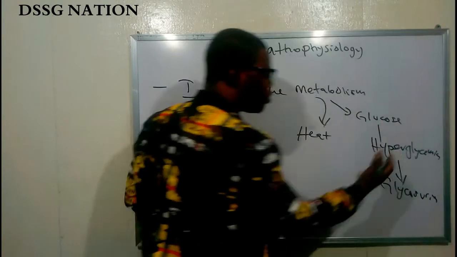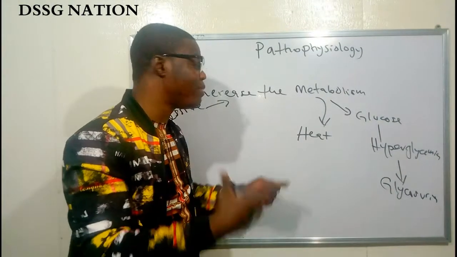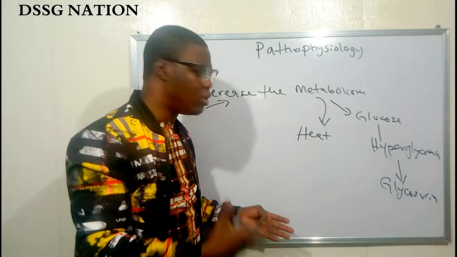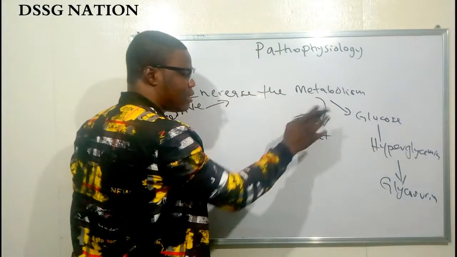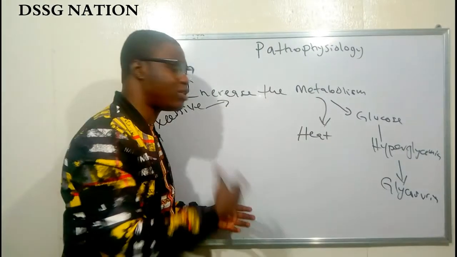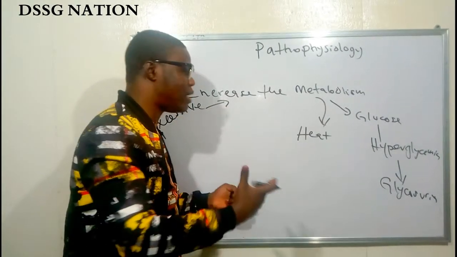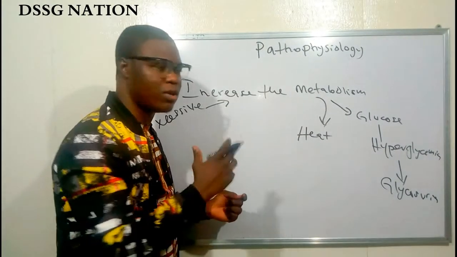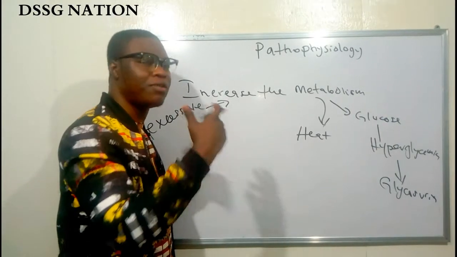Glycosuria. That is, glucose will be in the person's urine. So apart from that, another thing is that increased metabolism is associated with heat. So there will be production of heat.